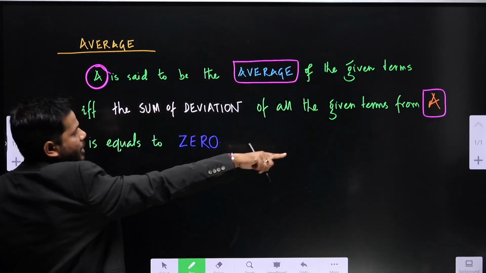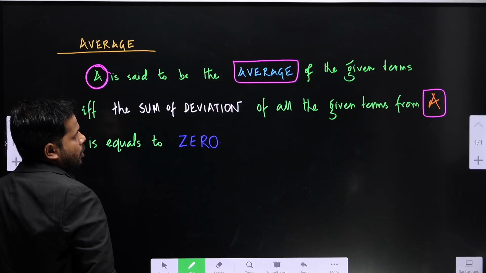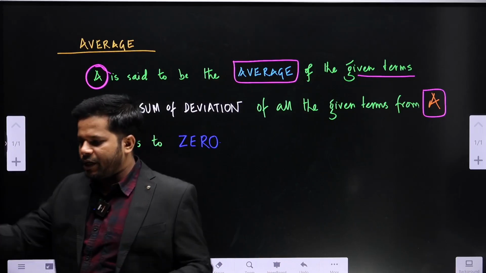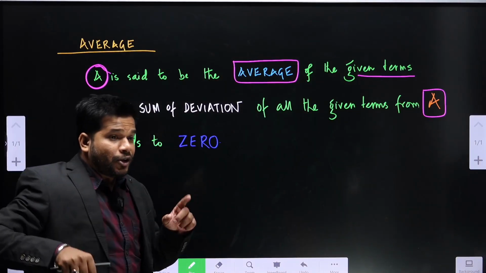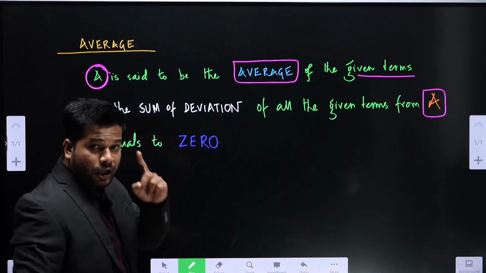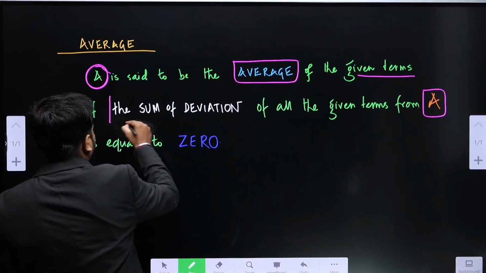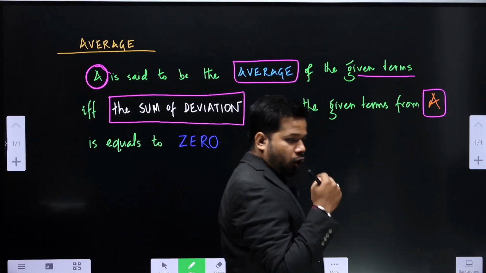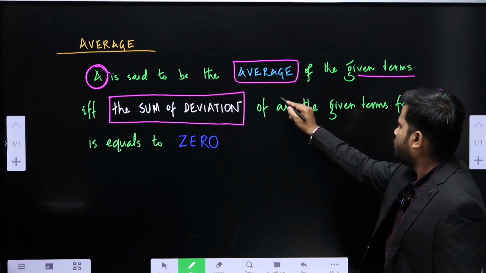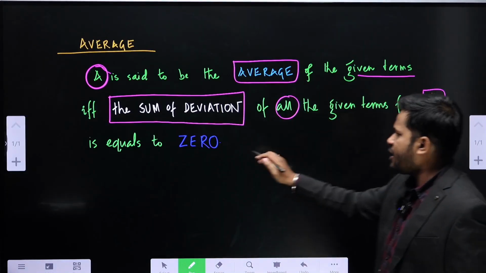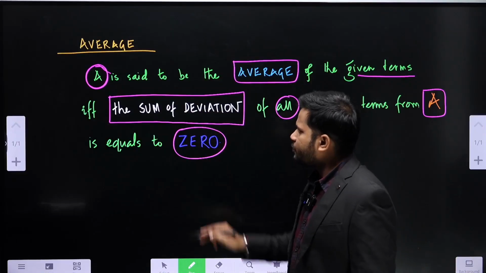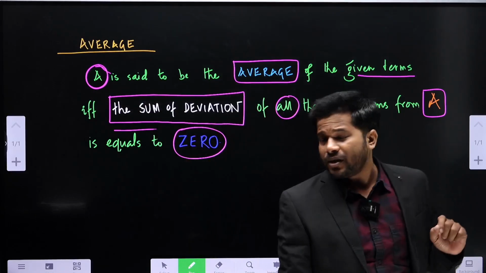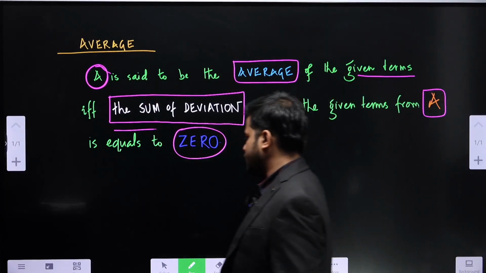A will become the average only when, of what? Of the given number of terms. There would be certain terms which will be provided to you. Then A will be called the average only when the most important thing, the sum of the deviation of all the given terms from A is equals to 0. First of all, you have understood everything other than this part, the sum of the deviation part.